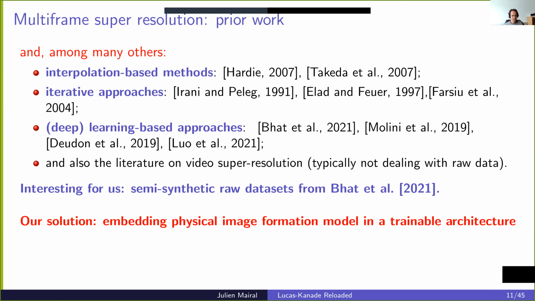And our solution is actually to go in between these two worlds, the world of deep learning models that basically train a black box on semi-synthetic data, and the world of inverse problems that actually model precisely the way images are produced, according to the rules of physics. We are going to embed this information into a trainable architecture.